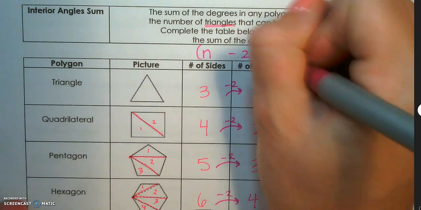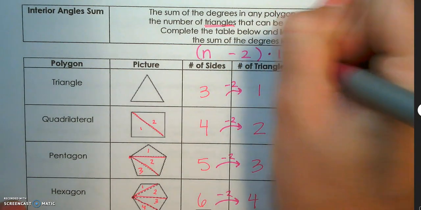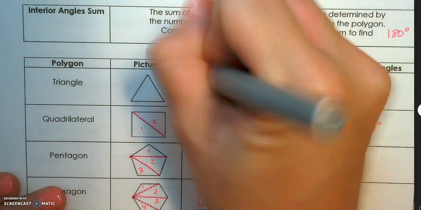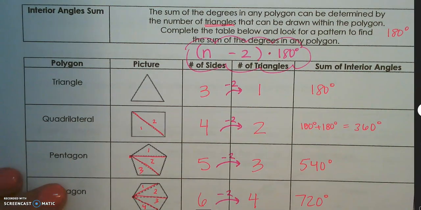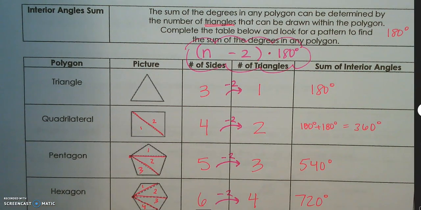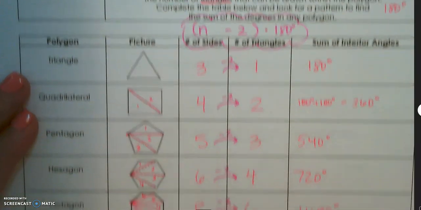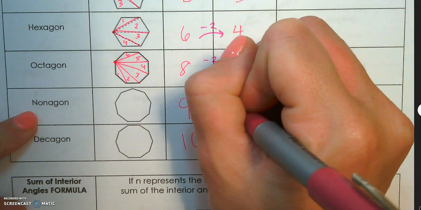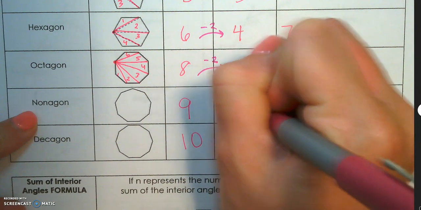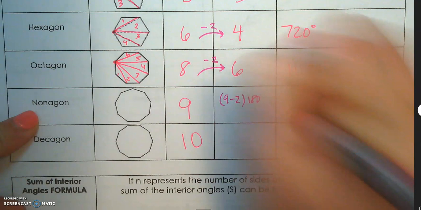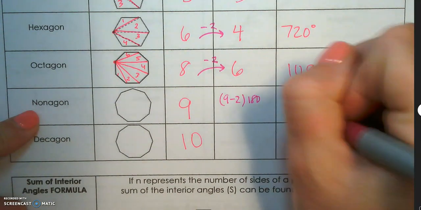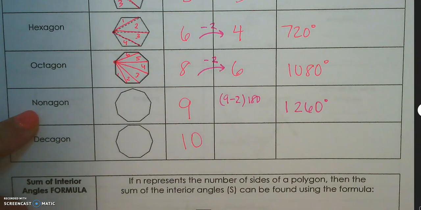The last thing that we would do is take this value and multiply it by 180 degrees, right? So this is really the formula that we've just come up with by looking at the patterns inside of the table. So let's use this formula to go ahead and solve the last 2 cases. All right, so if we take a nonagon which has 9 sides, we're going to take the 9 sides, subtract 2, and multiply that by 180. So 9 minus 2 is 7, times 180 is giving us 1,260 degrees.